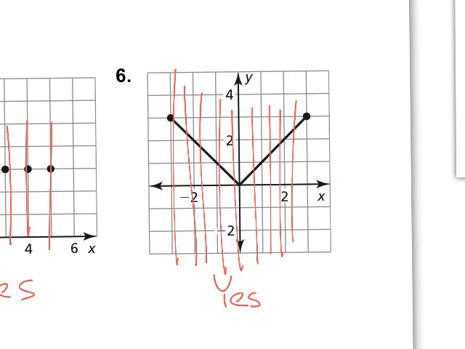Okay. Any questions? Can I get a comfort level on vertical line test? Cool. Okay, good.